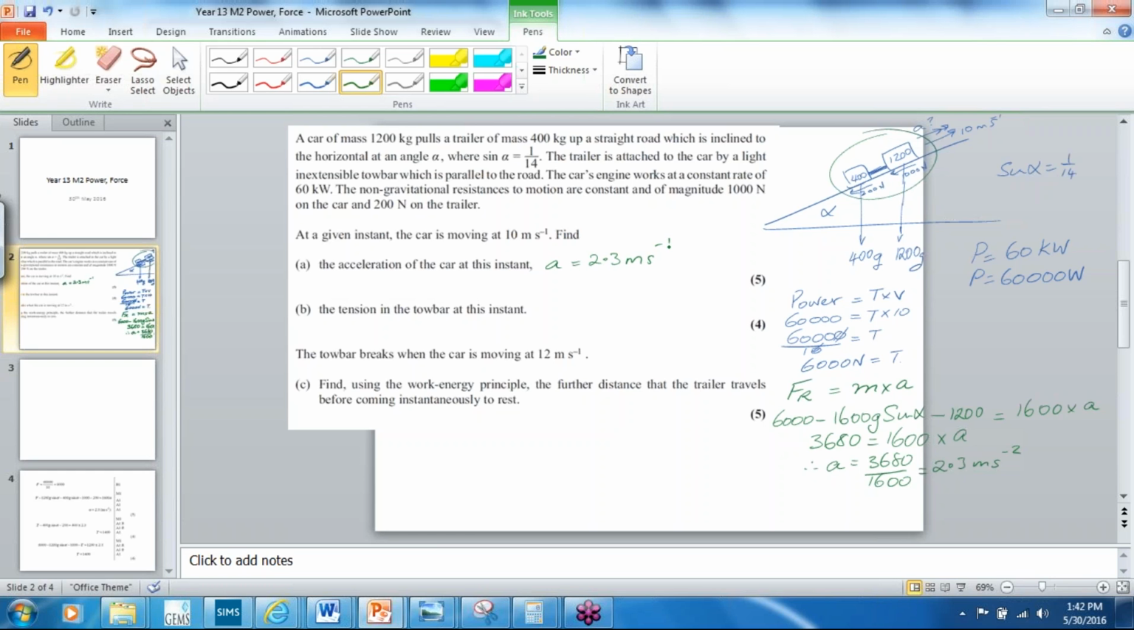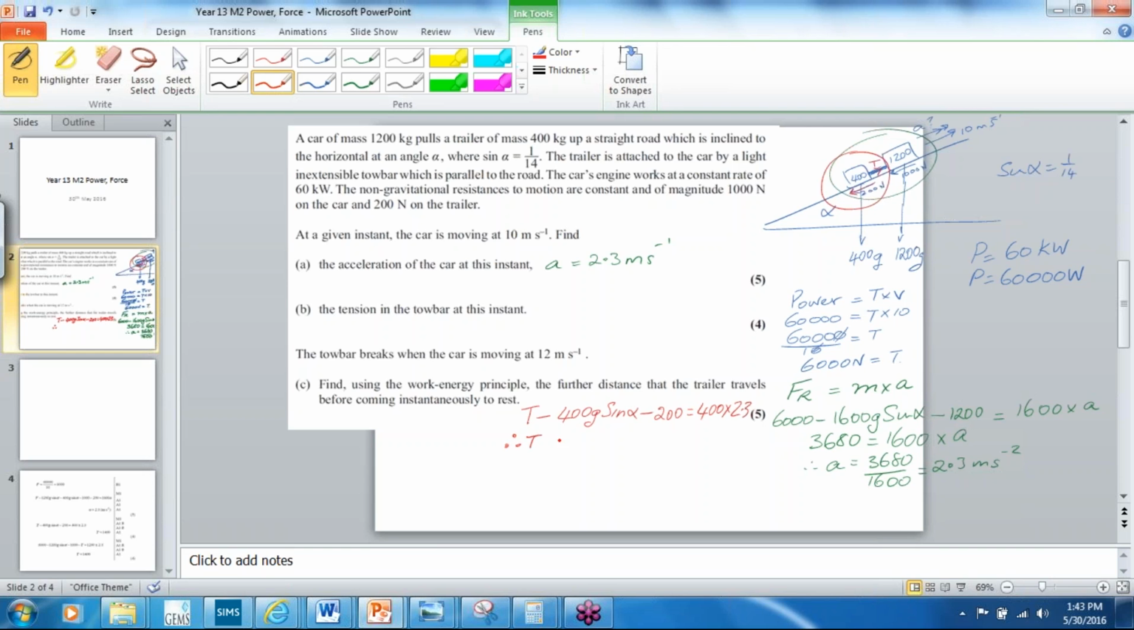Part B, what is the tension in the tow bar at this instant? So we've got a tension here in the tow bar. Let's look at this system alone. So we've got the force up, which is tension, the force down, which is 400 kilogram gravitational force times sine of alpha, and then our resistant force of 200. And that equals mass times acceleration, which is 400 times 2.3.